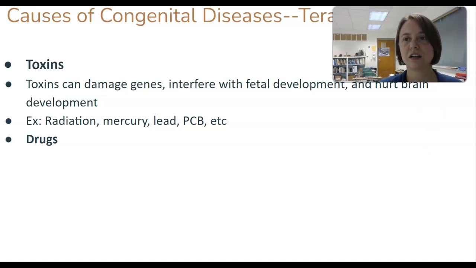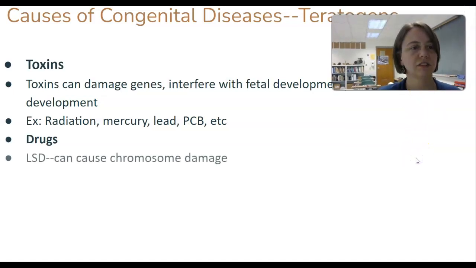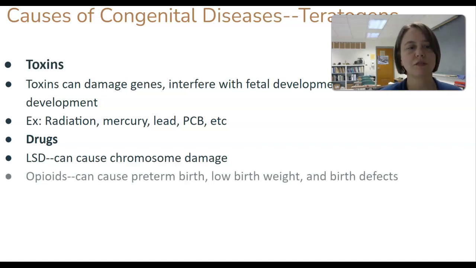Drugs. Don't take drugs, especially if you're pregnant. LSD, or acid, can cause chromosome damage. Opioids can cause preterm birth, a low birth weight, and birth defects. So an example of an opioid would be like a fentanyl.